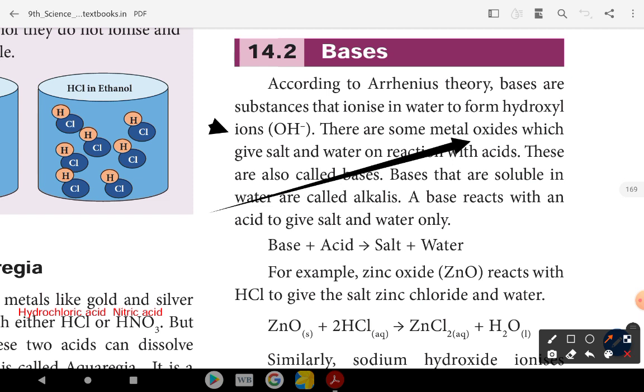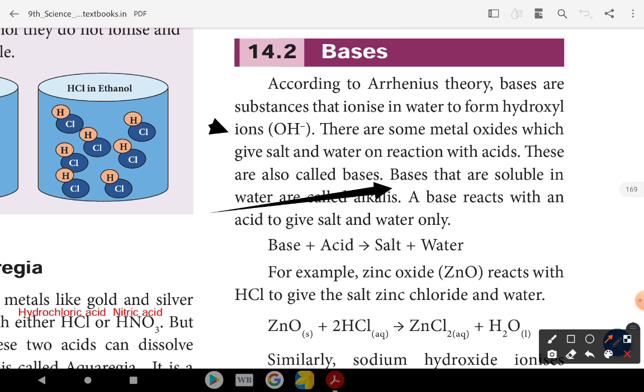Metal oxide. Metal in Tamil is உலோகங்கள். உலோகங்களோட ஆக்சிஜனும் இணைந்திருந்தா அதை உலோக ஆக்சைடுகள் சொல்வாங்க. So metal oxides also give salt and water when they react with acids. When reacting with acids, what do these metal oxides give? Salt and water. Therefore even metal oxides are called bases. Metal oxides are also called bases.